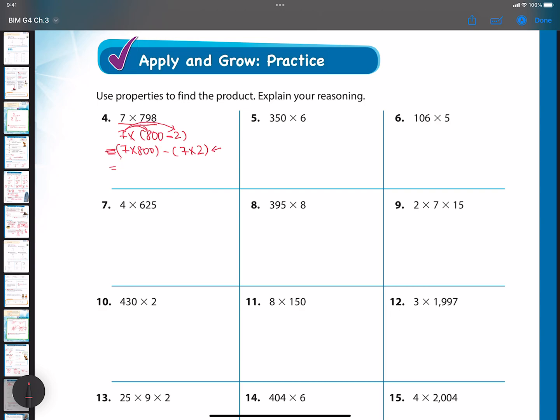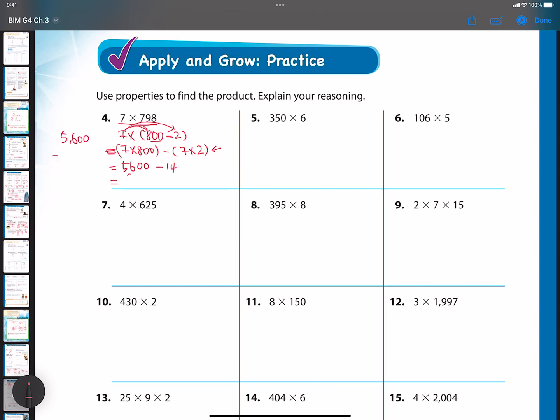And 7 times 8 is what? 56. And how many zeros? 2 zeros. Minus 7 times 2 is what? 14. Right? So the answer is what? I want to skip this process because you know how to subtract, but I'm going to do this only for this number 4, but next questions I'm going to skip that process, okay?